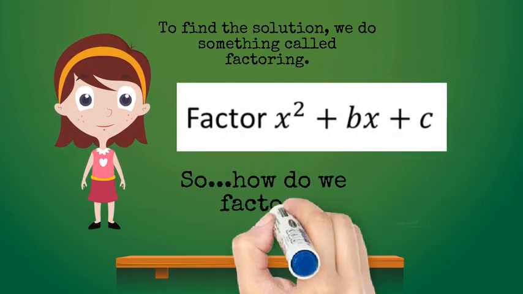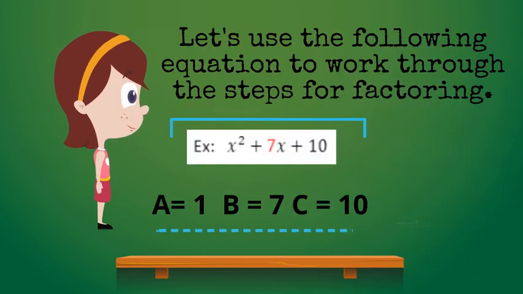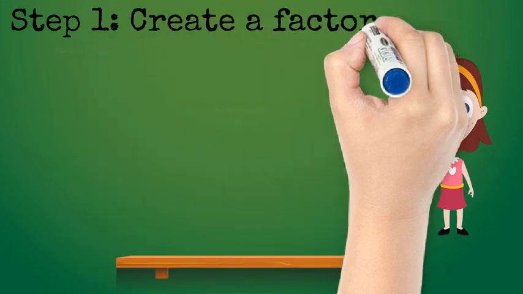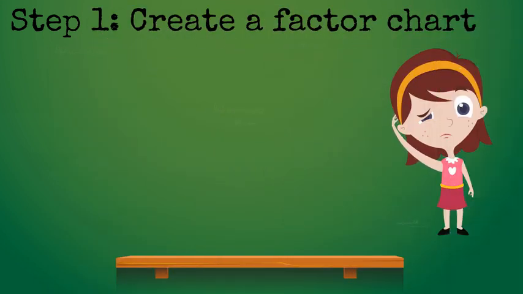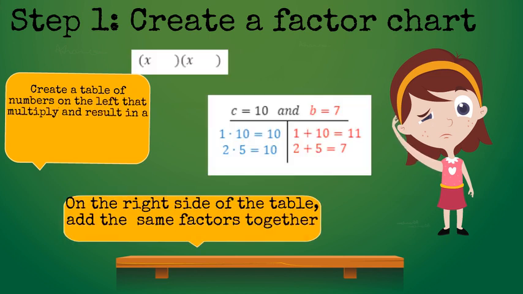Well, we're going to use the equation x squared plus 7x plus 10, and just as a review, our a equals 1, b equals 7, and c equals 10. Step 1 is we create a factor chart. We do that by finding all the factor pairs of our c, which is 10 in our example, and add the pairs to see which one has the sum of b, which for this example is 7. It's kind of like a game. Which two numbers multiply to make c and add to make b?